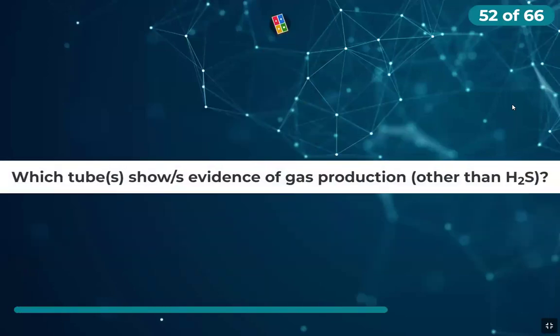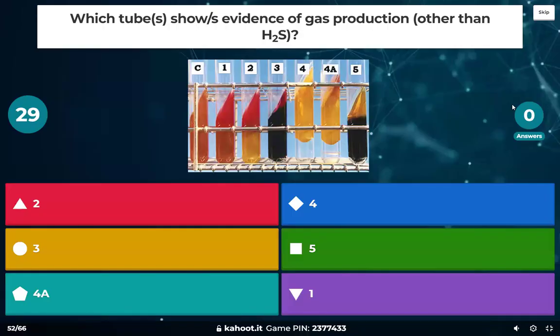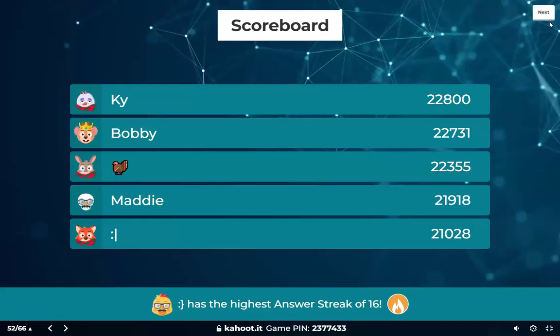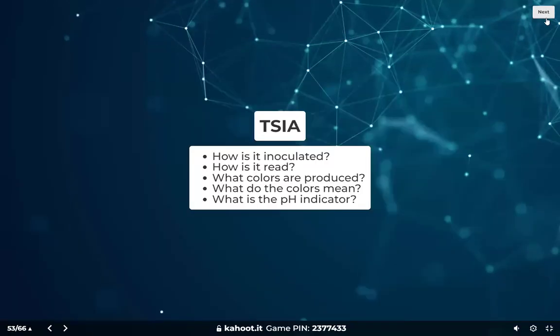In the TSIA tubes that were shown, which ones show evidence of gas production that doesn't involve H2S? Okay, good job. So this is gonna be the 4 and 4A. You can see the agar actually is like lifting up out of the tube. That's from the gas production from fermenting those sugars, literally affecting the agar. You can also see bubbles or cracks in the agar.